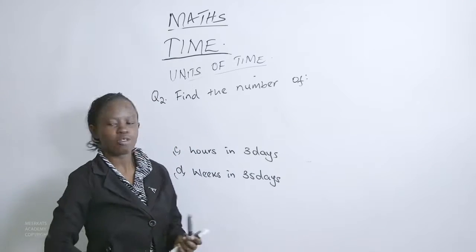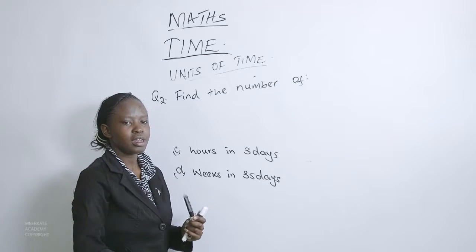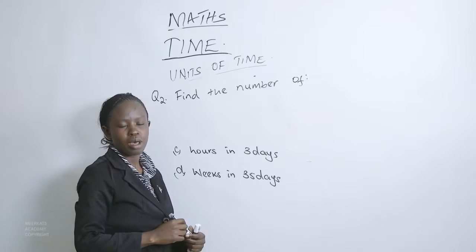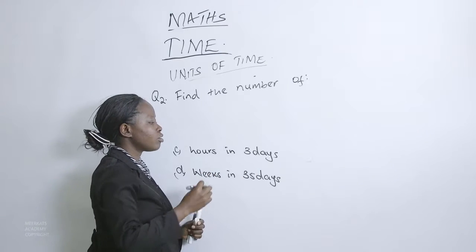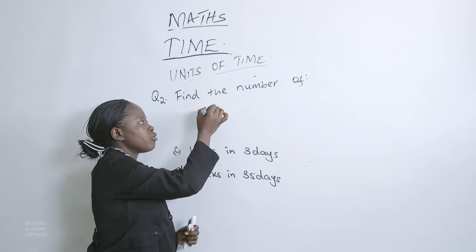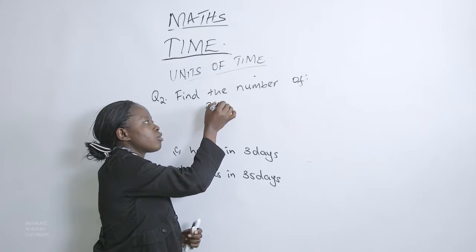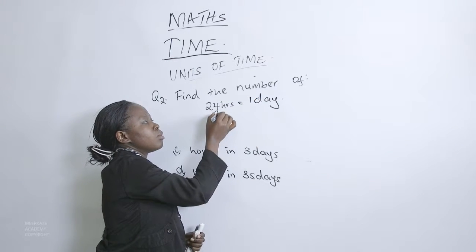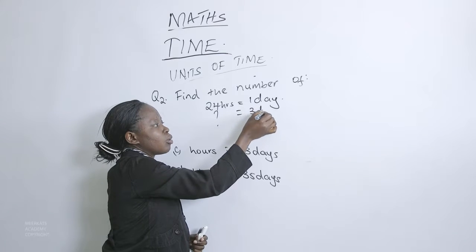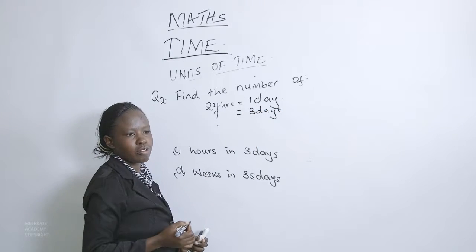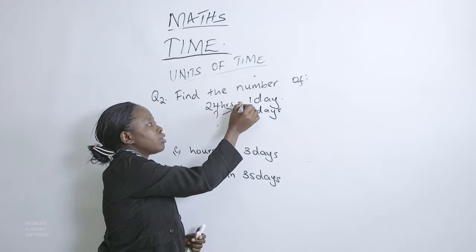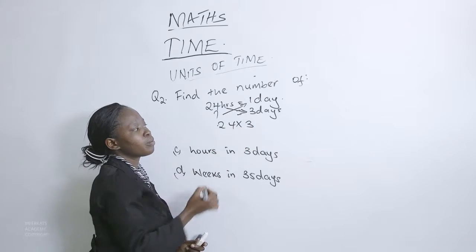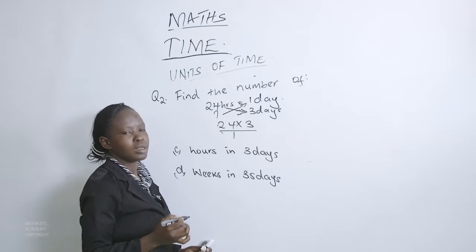Part C. We are supposed to find how many hours are there in 3 days. So we need to find out how many hours 3 days has. And we know that a day is made up of 24 hours. So 24 hours is equivalent to 1 day. What about 3 days? How many hours are they? So if I cross multiply, then it means I have 24 times 3 divided by 1.